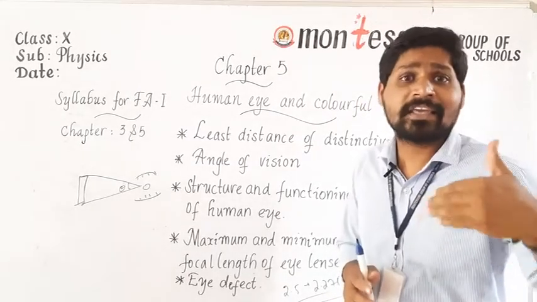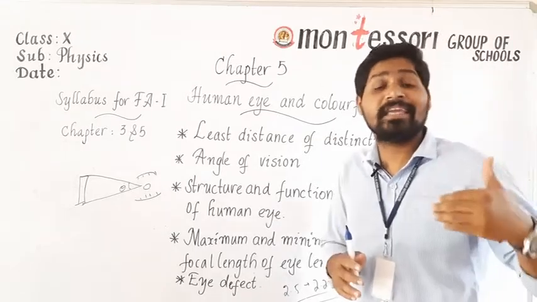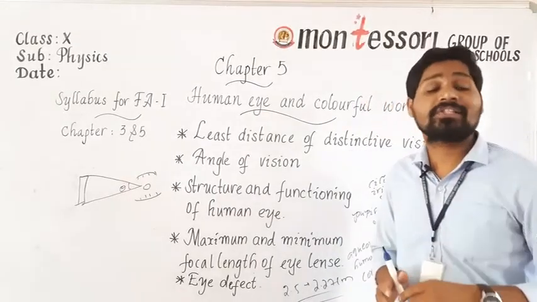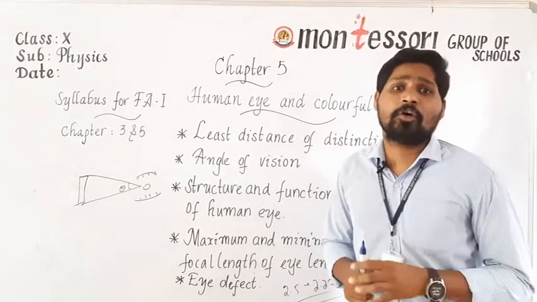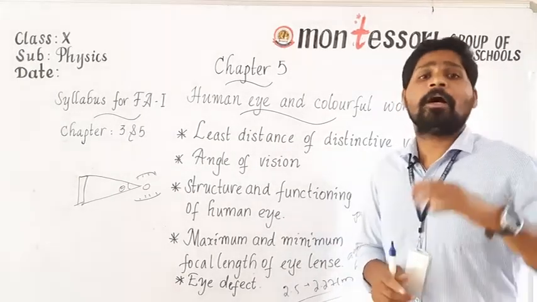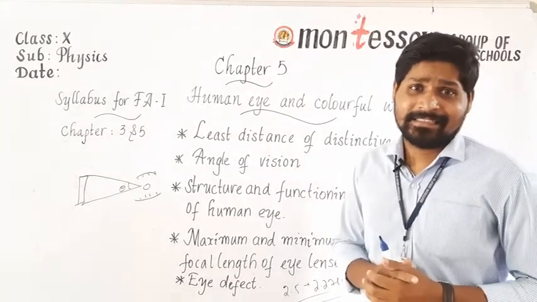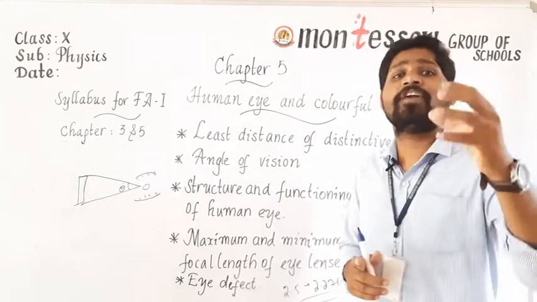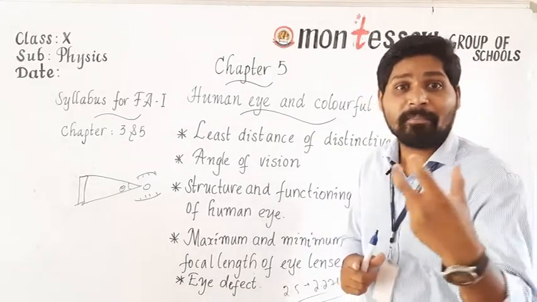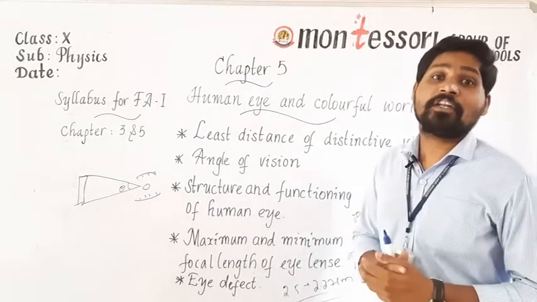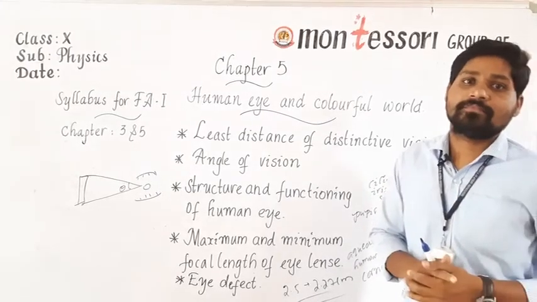Nearsightedness means they can see near objects, but they cannot see far objects. Don't think that they cannot see near objects. So what is the reason for getting this myopia? If the maximum focal length of the eye lens is less than 2.5 centimeters, in such conditions the rays coming from the object, after refraction, meet before the retina.